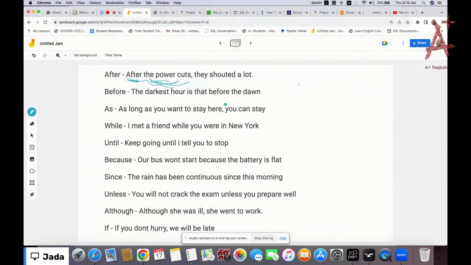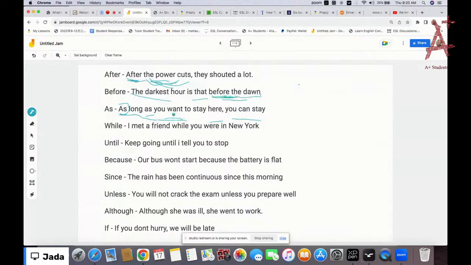Now, the darkest hour is that before the dawn. Now, before. So the darkest hour is that before the dawn. When it's dawn, it's morning. So before is the conjunction, and it comes before the dependent clause. As long as you want to stay here, you can stay. So imagine when you have a sentence and you say, long as you want to stay here.